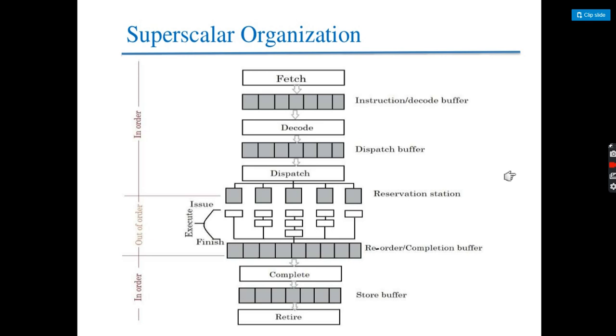Please pay attention. Reordering is done after the dispatching or at the time of execution. So this is dynamic scheduling. Under instruction scheduling we have done two terms: one is static scheduling, another one is dynamic scheduling. Here we are actually doing dynamic scheduling, and after execution the instruction will be completed.